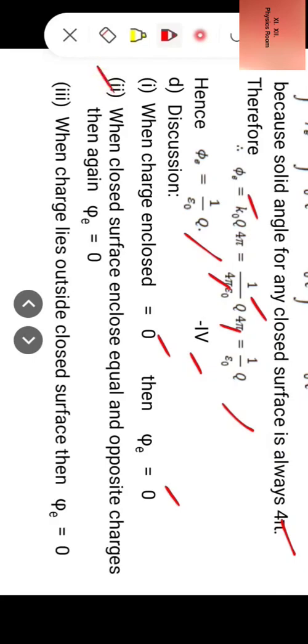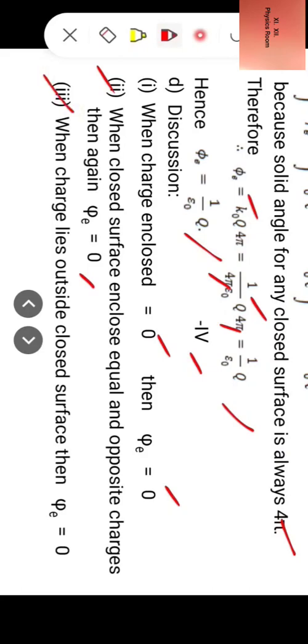Now second case, when a closed surface encloses equal and opposite charges, then again the flux is 0. The net charge enclosed by the surface would be 0, because charges are additive, and when positive and negative equal charges add up, they result in 0 charge. So the net charge enclosed by the surface would be 0, hence the electric flux would also be 0.